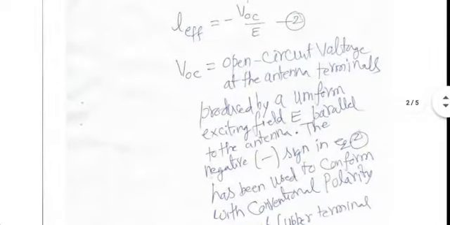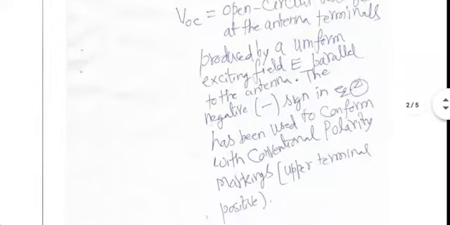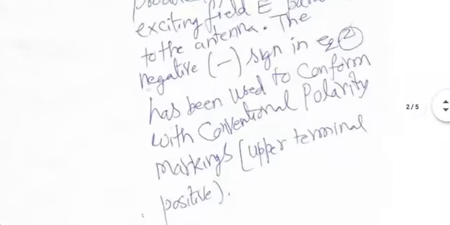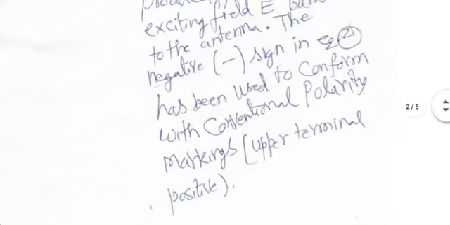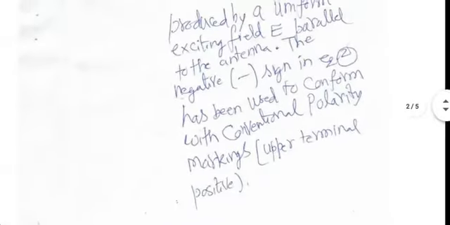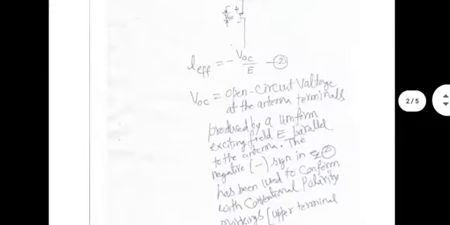VOC is the open circuit voltage at the antenna terminals produced by a uniform exciting field E parallel to the antenna. That's also the assumption. The negative sign in equation 2 has been used to conform with conventional polarity markings, upper terminal positive. So in reality, the minus sign will not apply when you do the calculations.